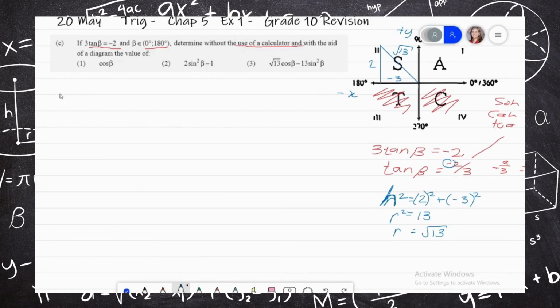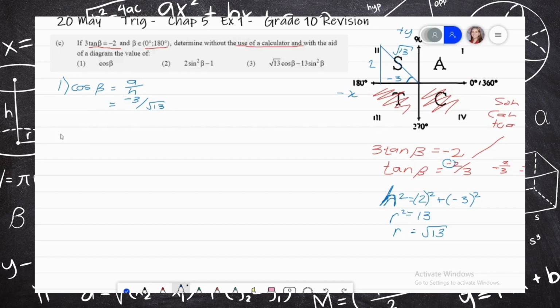The first question they ask here is calculate cos beta. Cos is adjacent over hypotenuse. The adjacent side in this case is -3, and the hypotenuse is square root of 13. And that's where you stop. A lot of girls actually go and put this ratio into the angle. No. The trig identity and the angle equals a ratio. So that whole thing is equal to the ratio.